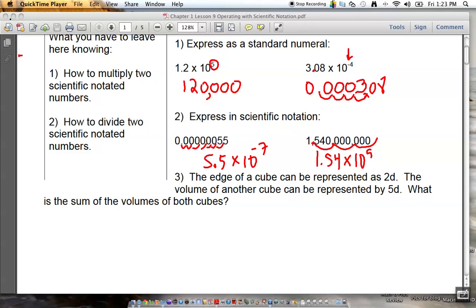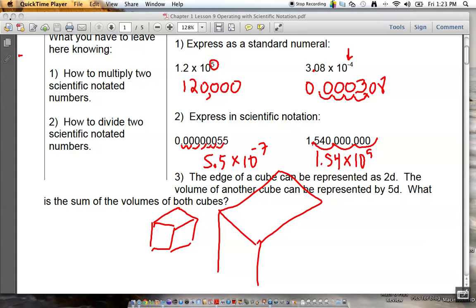Next, the edge of a cube can be represented as 2D. Well, the volume of another cube can be represented by 5D. What's the sum of the volumes of both cubes? All right, so since I have 2 cubes, one is bigger than the other. One has 2D and one is 5D. Now, if it's a cube, what do you know about all of these lengths? They're all equal. They're all equal, good.